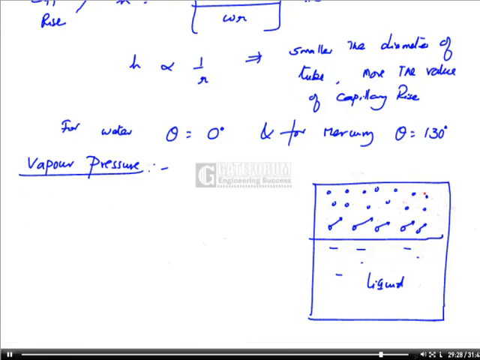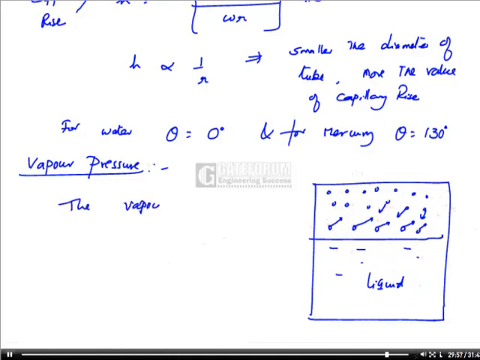So when the equilibrium condition is achieved, the rate at which the molecules are leaving the surface of the liquid will exactly be equal to the rate at which the molecules re-enter the liquid. The pressure exerted by the molecules of the vapor over the surface of the liquid is known as vapor pressure.